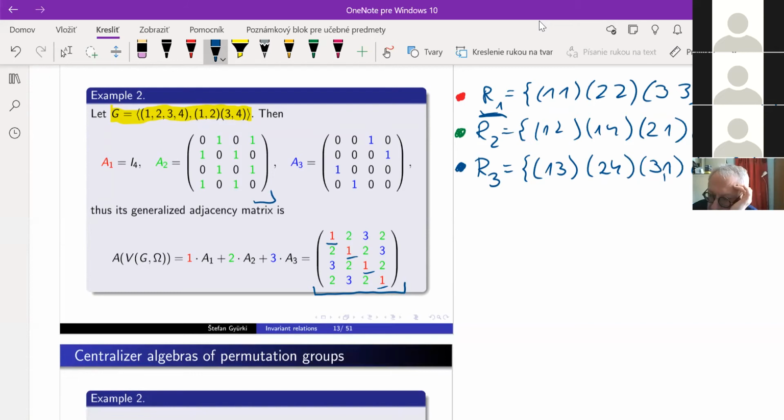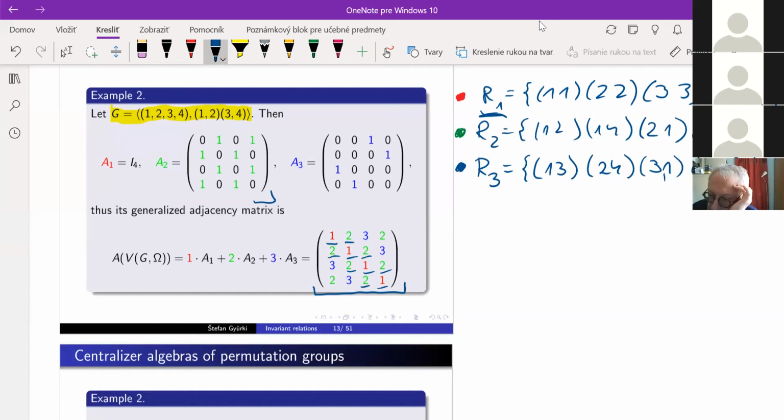entries which are ones correspond to the first orbit. Also, the entries which are twos correspond to the second 2-orbit, and here we have the pairs from the third 2-orbit.